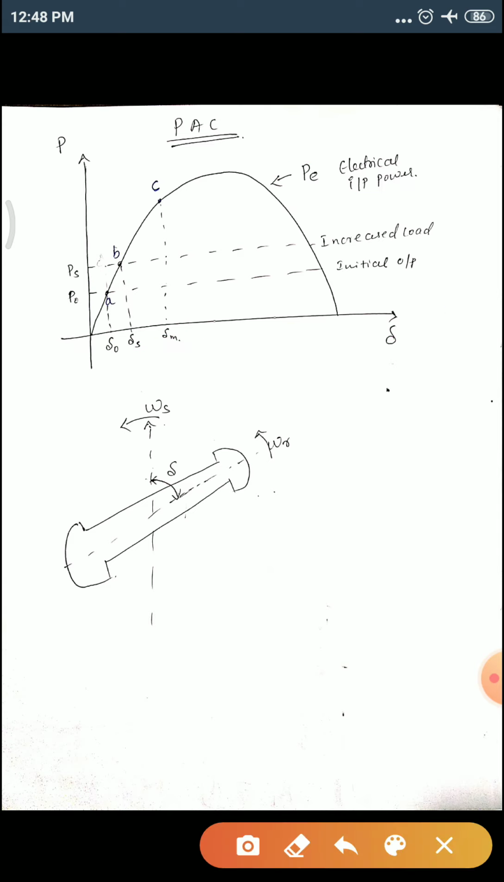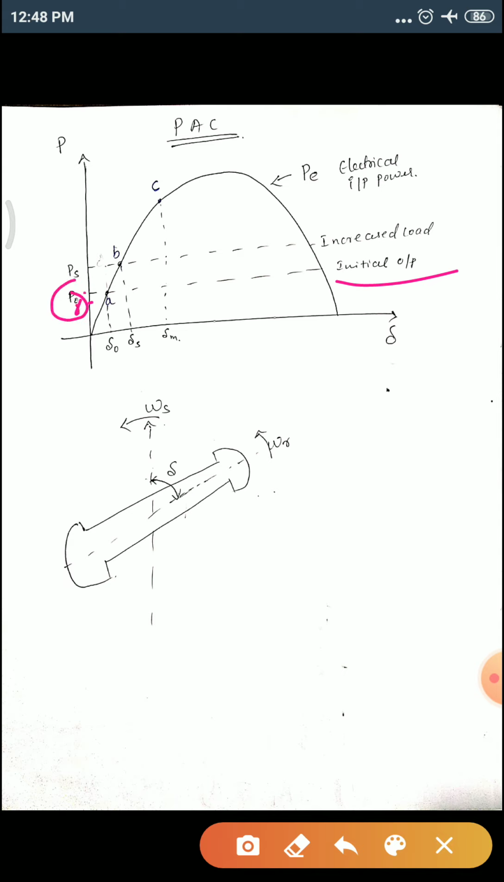Okay, now initially we'll assume there is some load on the motor, that is indicated as P naught. Let's take it as the initial output power. Remember, this is your electrical and this is your mechanical, what you are putting on that. So initially some load you have put, that is P naught.